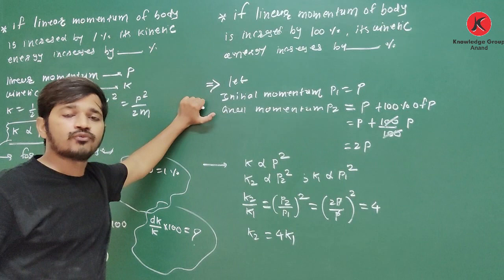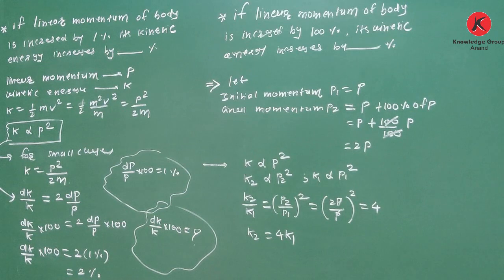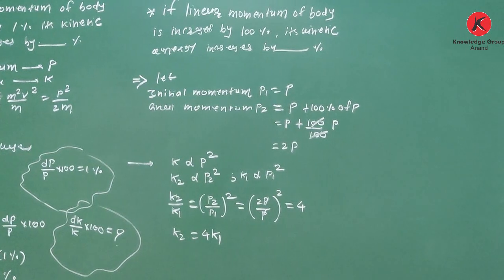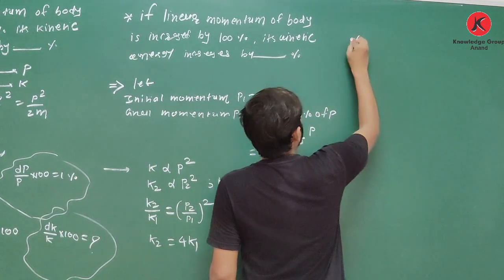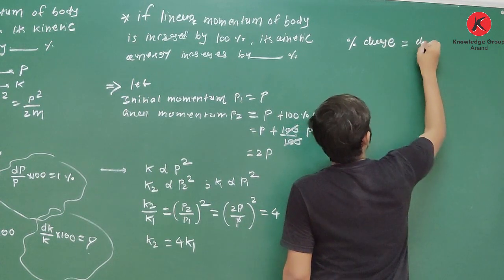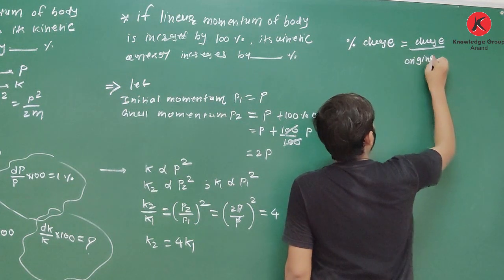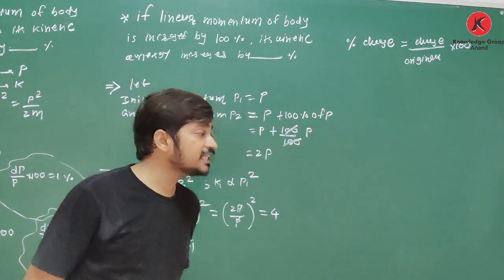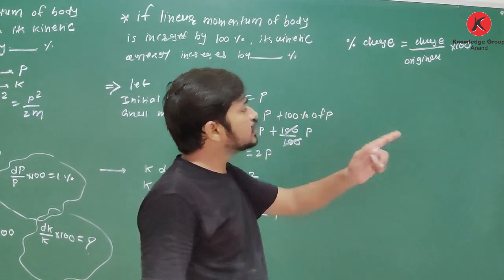But we have to find what the percentage change is. How do we find this percentage change? We have an equation: percentage change is equal to change upon original value into 100. How to find percentage change? It is the change upon the original into 100.